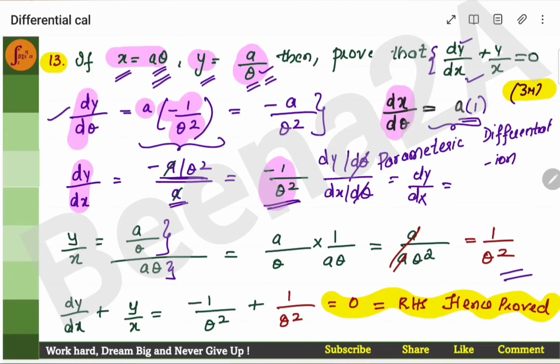Now you have to prove that dy by dx plus y by x is equal to 0. So you have got dy by dx. You have to find y by x. Y is a by theta. X is a into theta. Divide this, you will get 1 by theta square.